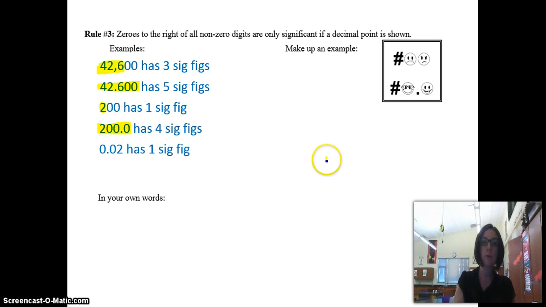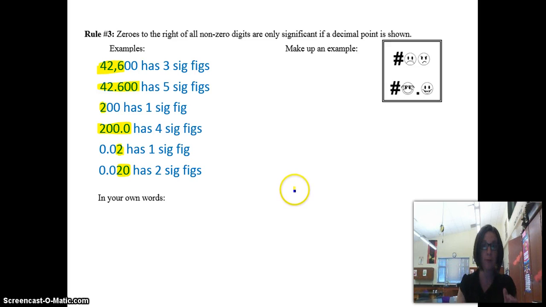The number 0.02 has only one significant figure, and it's the 2, because the leading zeros are not significant. That's rule number 2. But if I take that same exact number and I put a 0 on the right, now that's a significant figure. Because I can see a decimal point in this number, 0 on the right is going to be a significant figure. So that's telling me that I wasn't estimating that it's 0.02. I'm really, really sure it's 0.02.